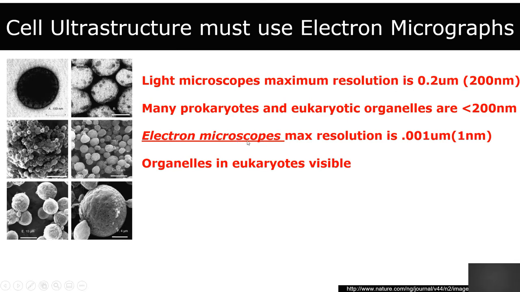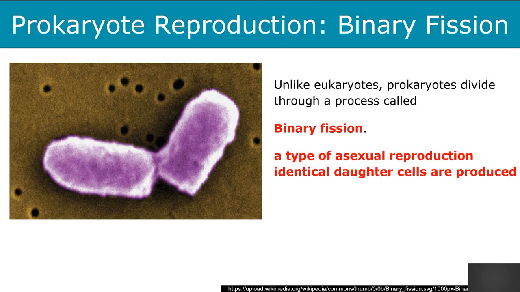So electron microscopes, which you use to make these electron micrographs, have a maximum resolution of up to 1 nanometer. So you can see these organelles in eukaryotes as well as the prokaryotes clearly. So all the pictures that you're going to be seeing from this unit are from electron microscopes or electron micrographs.